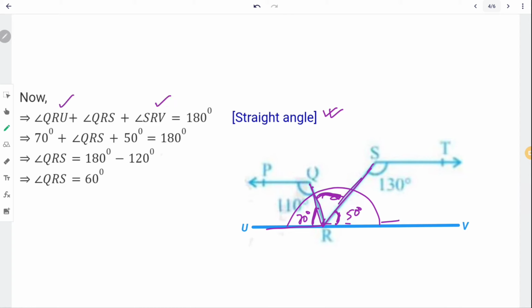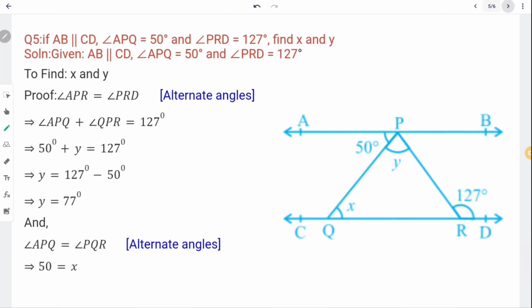All right, then we already know QRV and SRV. One is 70, the other is 50. When you add those two, you're going to get 120, right? But send it to the other side, it is going to become minus. Then when you subtract these two, that's how we'll get QRS, right? This QRS is equal to 60 degrees.